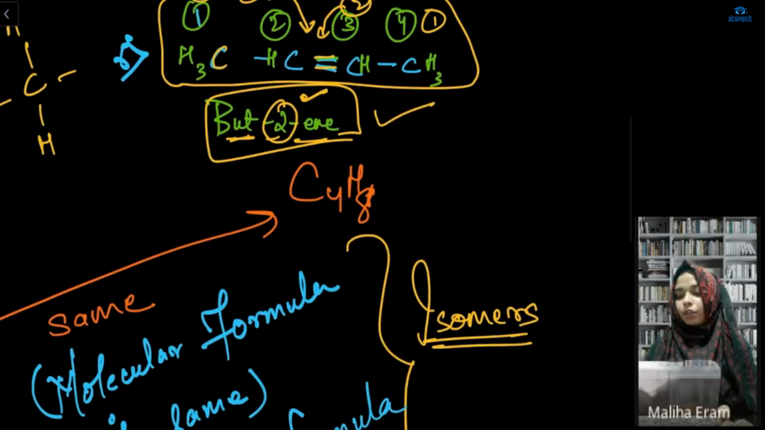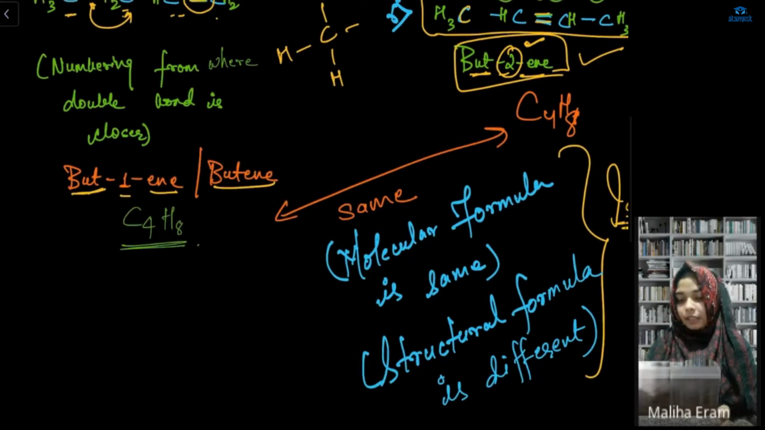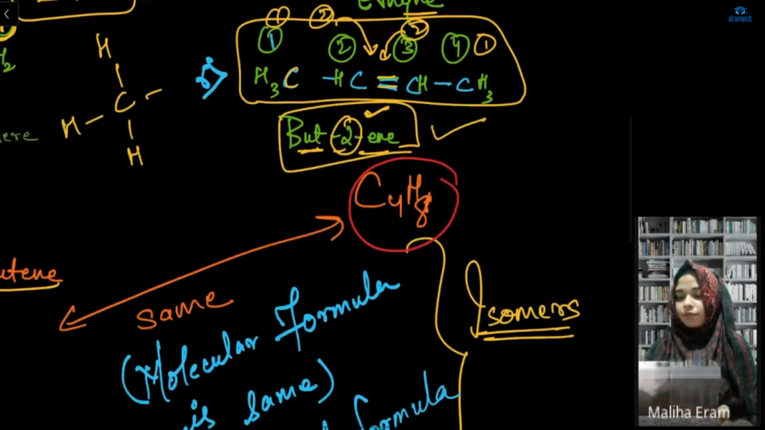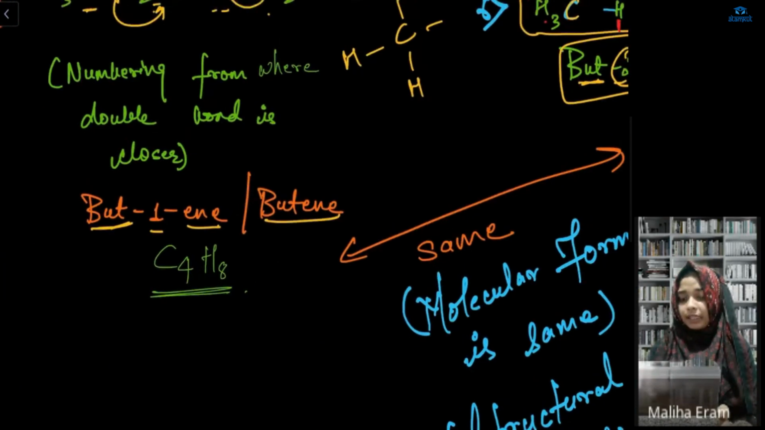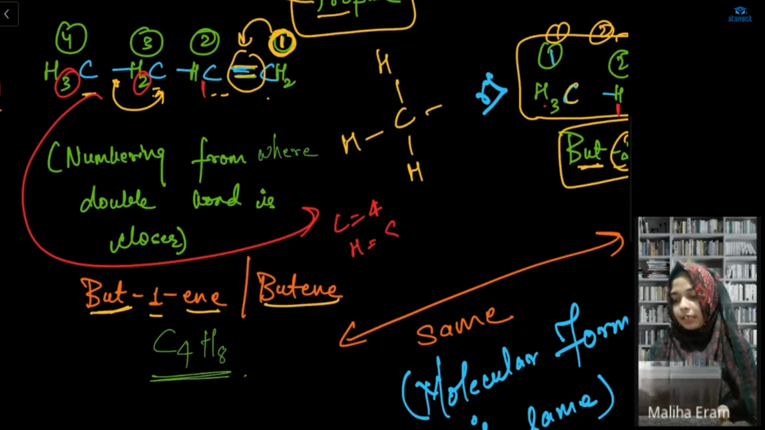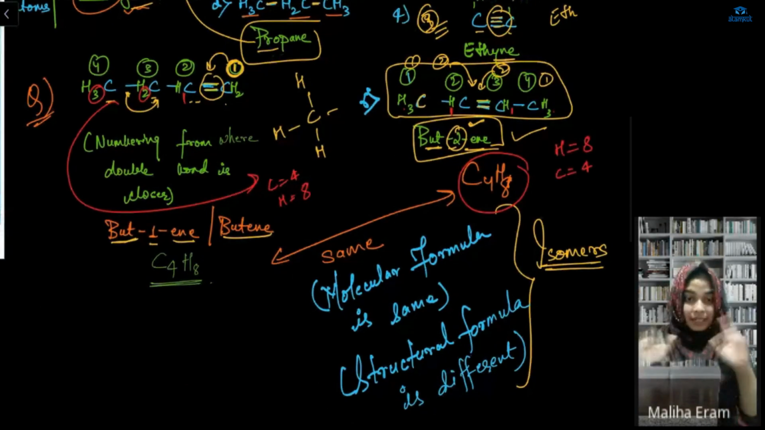Now can you look here? This formula, your butene, and this formula. See here also, how many carbons? 4 carbons. And how many hydrogens? 3 plus 1, which is 4, plus 1, 5, and 6, 7, 8. H is equal to 8. And how many carbons? 4 carbons. And here, if we see, also how many carbons? 4 carbons. And how many hydrogens? Let's count it. 3 plus 2, which is 5, 6, and 7, 8. 8 hydrogens.